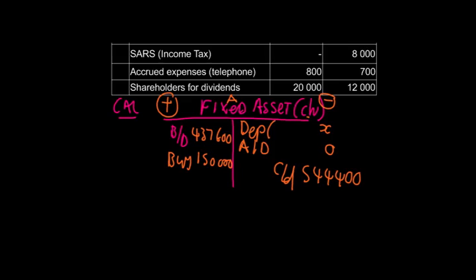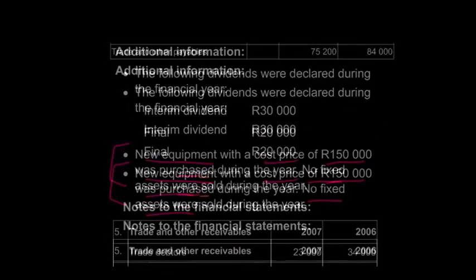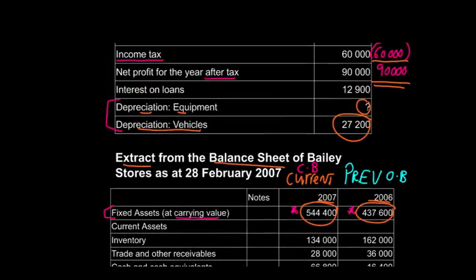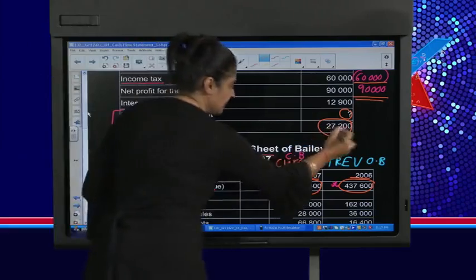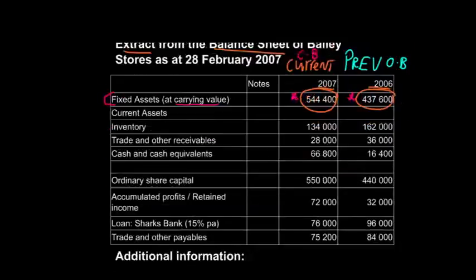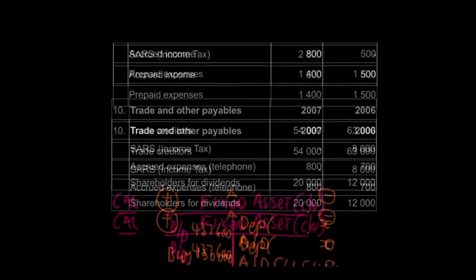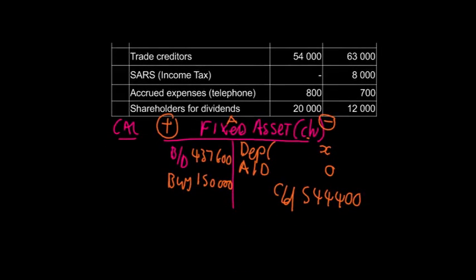My depreciation amount is the amount that I actually want to calculate, because remember, I'm only given my depreciation for, I think it was for equipment. Let's quickly check. So let's go back to your depreciation. So I'm only given my depreciation for vehicles, but not for equipment. I need my total depreciation. So 27,200 is the only figure that they've given me. They haven't given me the entire amount of depreciation. So in other words, in brackets, I've got the 27,700, but I don't have the depreciation on equipment. Therefore, I'm calling this X.